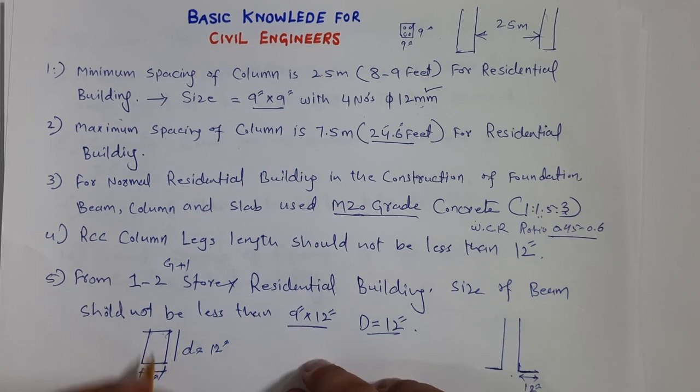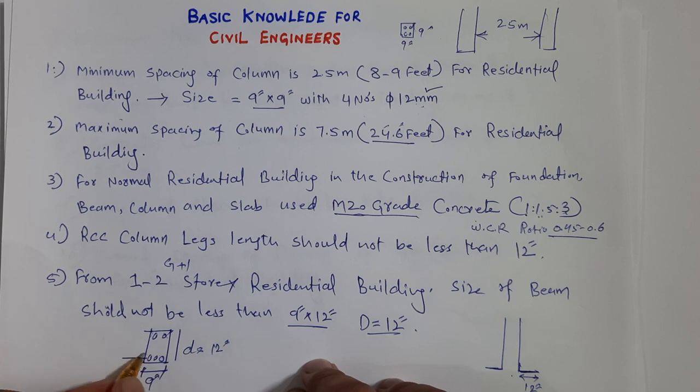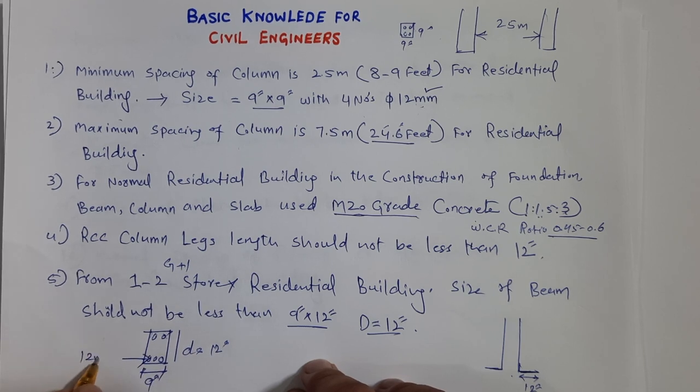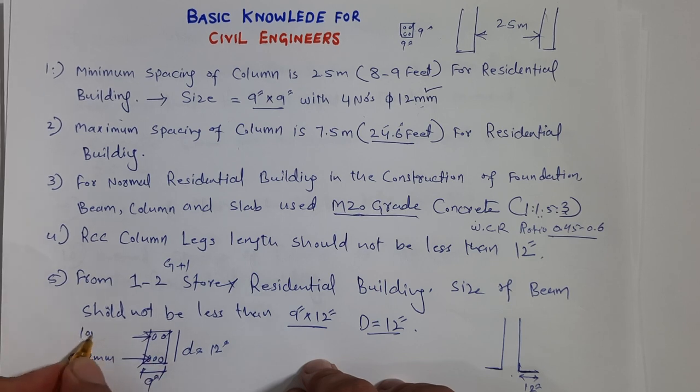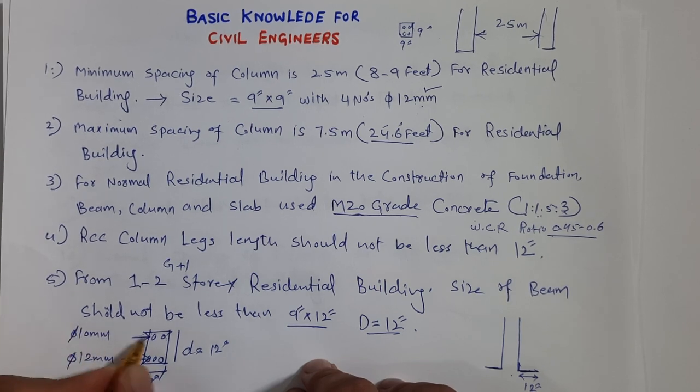You can normally keep 3 bars at the bottom and 2 at the top. In the compression zone, 3 bars, dia should not be less than 12 mm. Here you can also keep 10 mm, no problem, 2 bars.